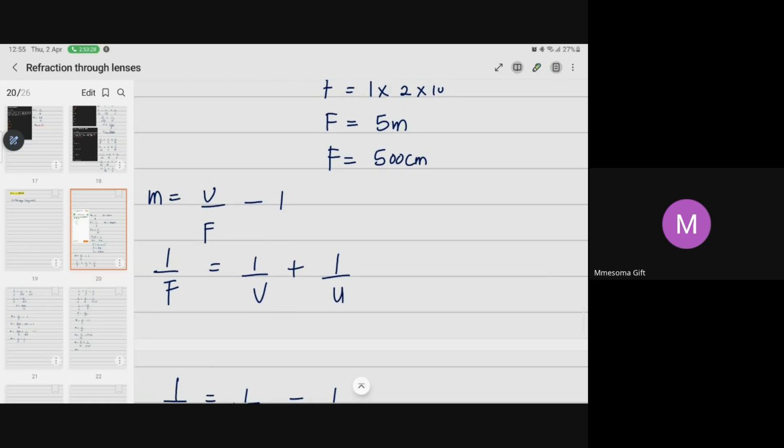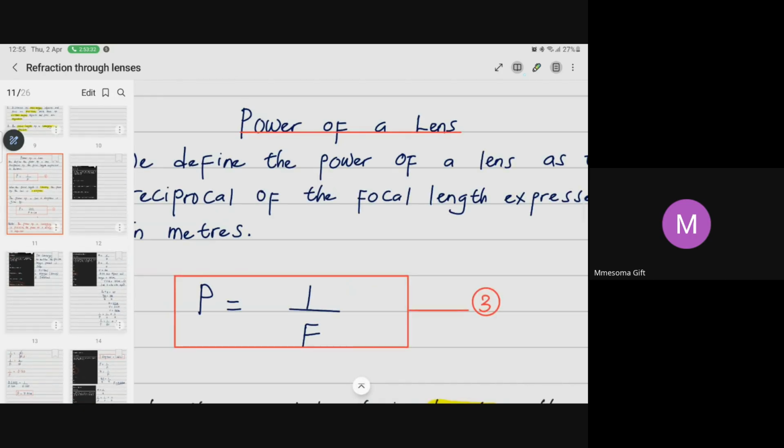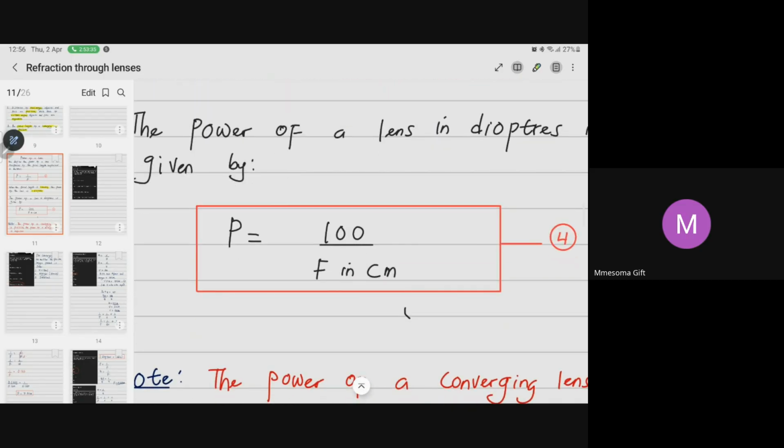And remember there's a formula I gave us here. If you want the answer to be in centimeter, you use that P is equal to 100 over F in cm.